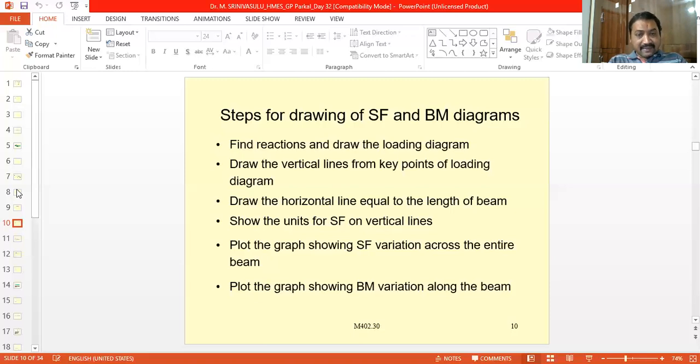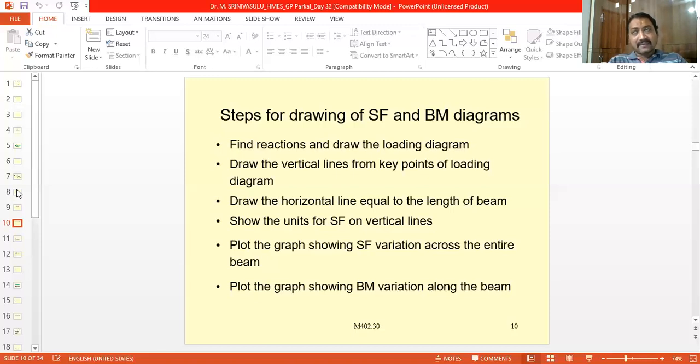The next point is to draw the vertical lines from the key points of the loading diagram. What are the key points? We have to draw the vertical lines from the key points. Key points here means the salient points.